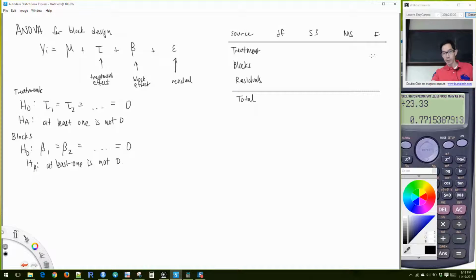And so you'd have an F for each row, treatment and blocks, but not residuals. Okay. So that is ANOVA for a block design. And then we have a two-way ANOVA, which is similar, but takes into account the interactions between our factors, or our treatments.